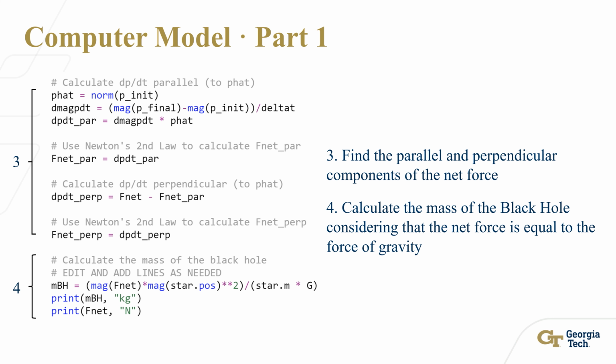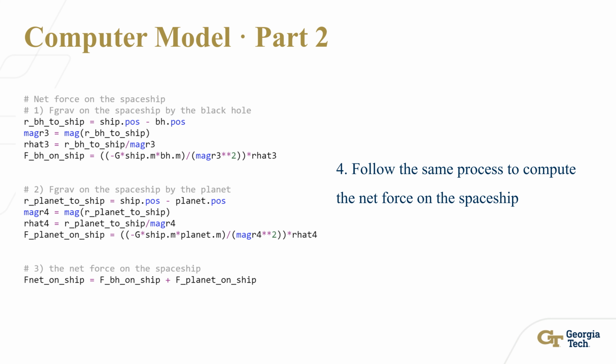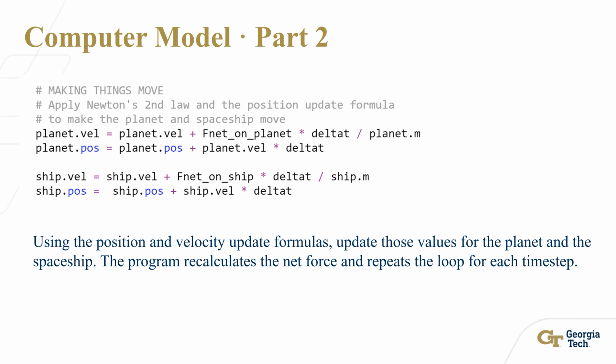In part 2, the model calculates the force of gravity on the planet due to the black hole. Then it calculates the force of gravity on the planet by the spaceship and computes the net force on the planet. It follows the same process to compute the net force on the spaceship. Using the position and velocity update formulas, the model updates those values for the planet and the spaceship. The program recalculates the net force and repeats the loop for each time step.